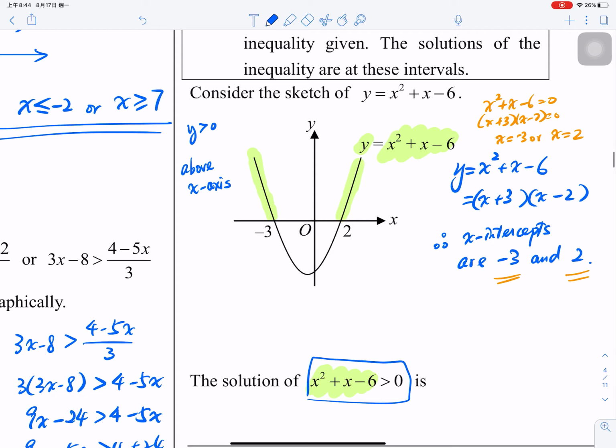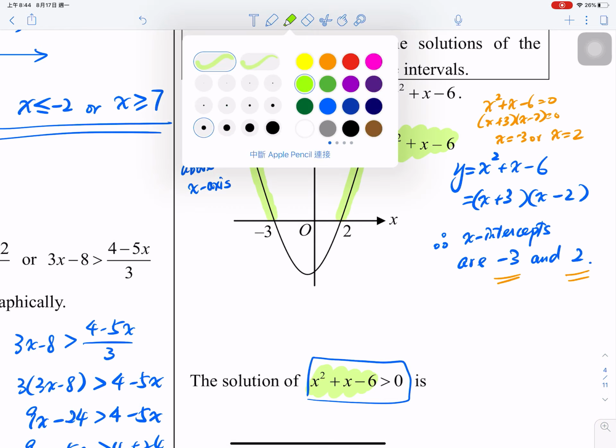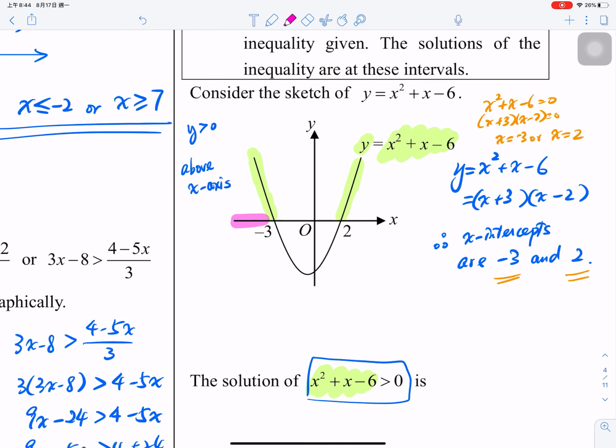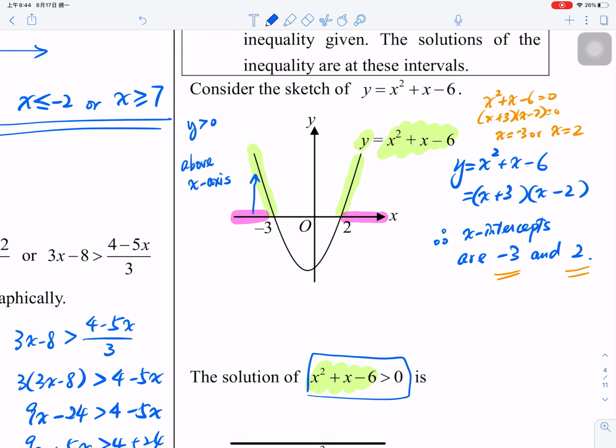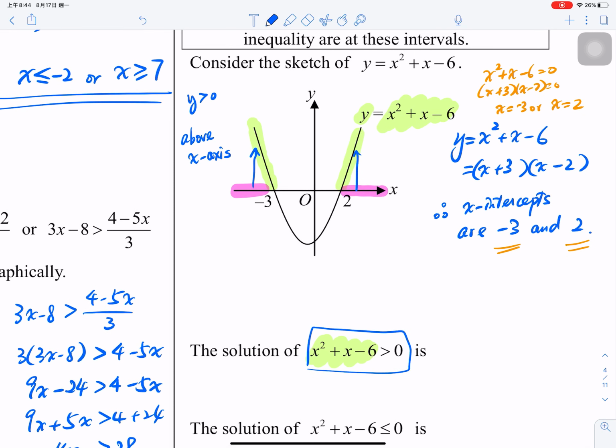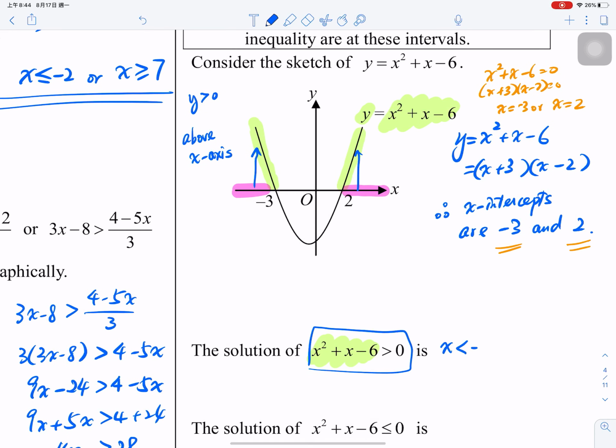So where's the value of x? When x is here, on this part, then you get the value of y greater than 0, right? The value of x is here, then you get the value of y greater than 0, right? That means x smaller than negative 3 or x greater than 2 is the solution. Clear?